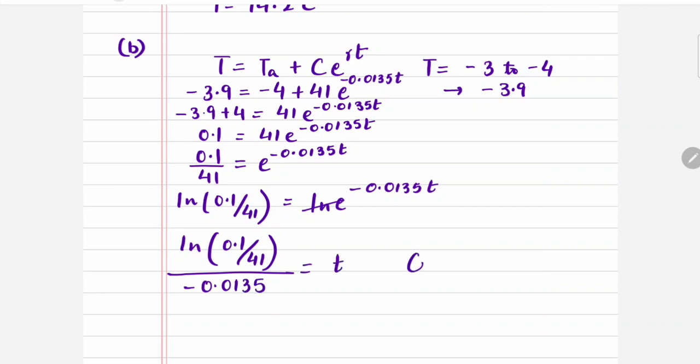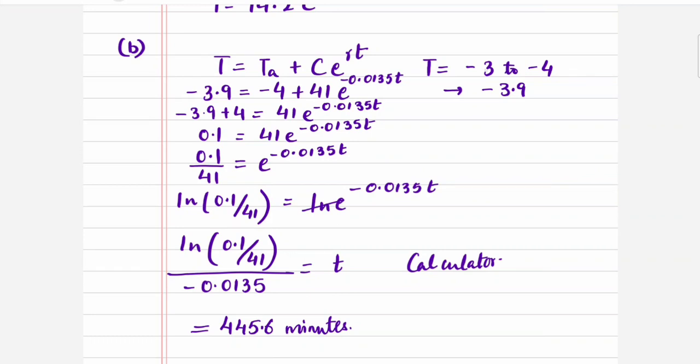Right? Use your calculator and you should get a value. And this will give us 445.6 minutes. Right? So this is when it is very close to -4. You can do -3.9 as well, which will give you a slightly different answer. Right? So you can have a range of values or any value between -3 and -4.